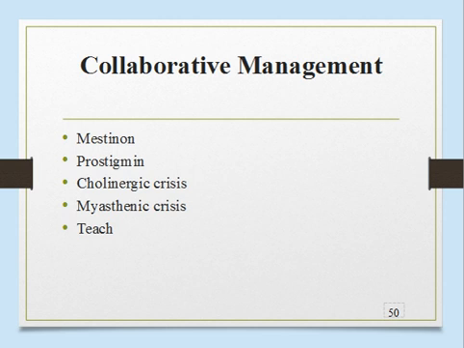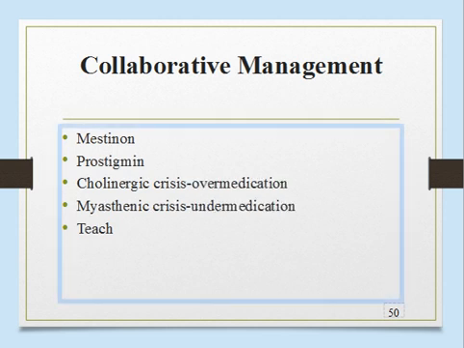Collaborative management. Certain medications can assist. There's always issues with cholinergic crisis. Cholinergic crisis is over medication. Myasthenic crisis is under medication. So both of them, though, can cause respiratory problems, respiratory distress.